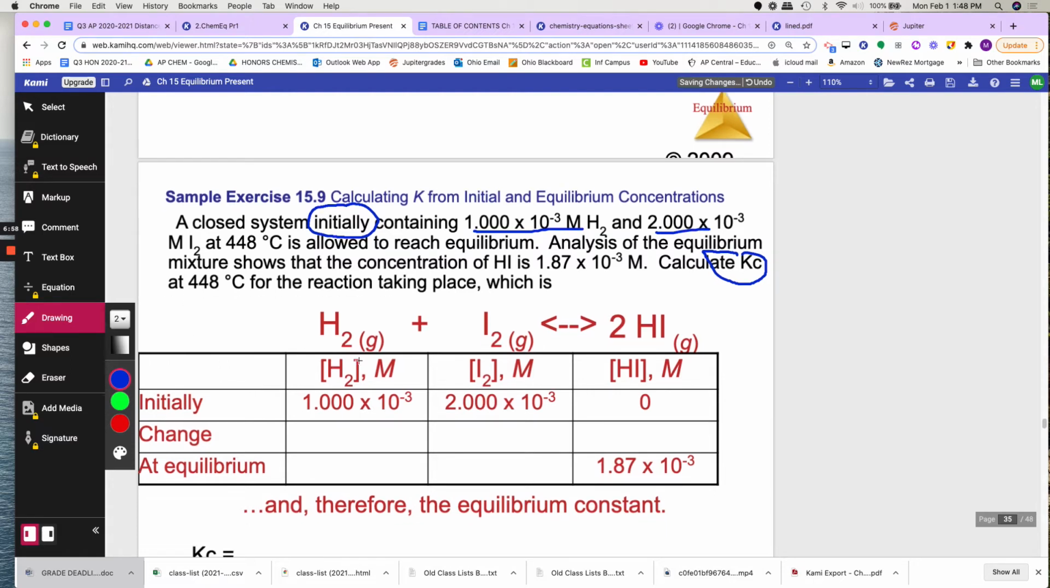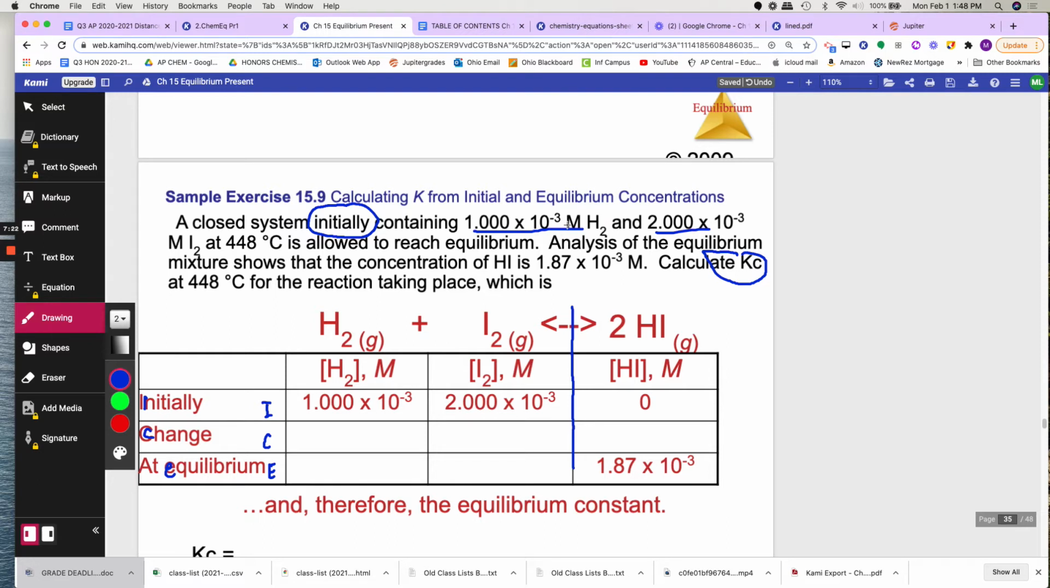So we're going to set up an ice box. Here's the I, here's the C, and here's the E. Stands for icebox. Okay, we're going to write the reactants, H2, I2, and HI. These are the products on the right side of that line. So it says initially, so I'm going to put that in the I for initial.